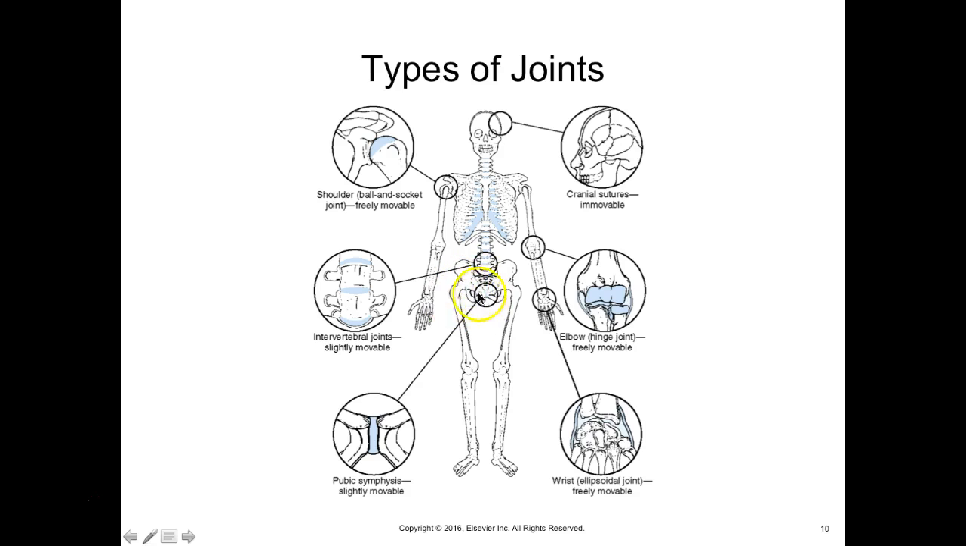Pubic symphysis, which is slightly movable. This actually really only moves during childbirth. When a woman gives birth, this actually softens to allow for the pelvis to expand. And then we have the ellipsoidal joints, which are freely movable as well, which we see in the wrist.